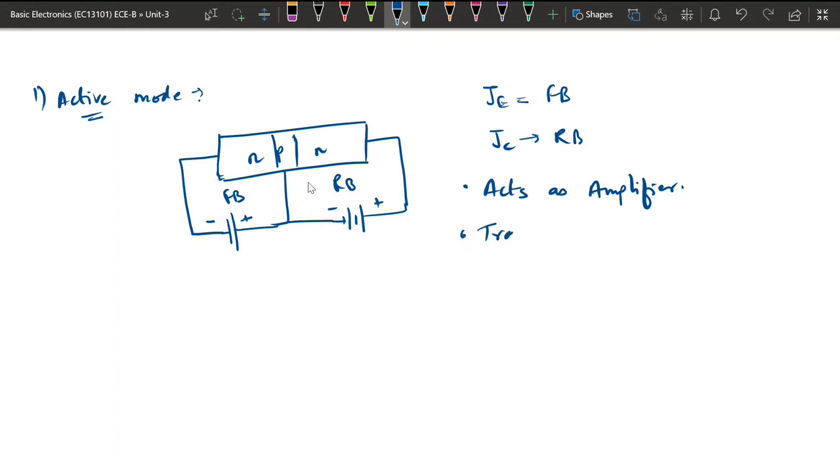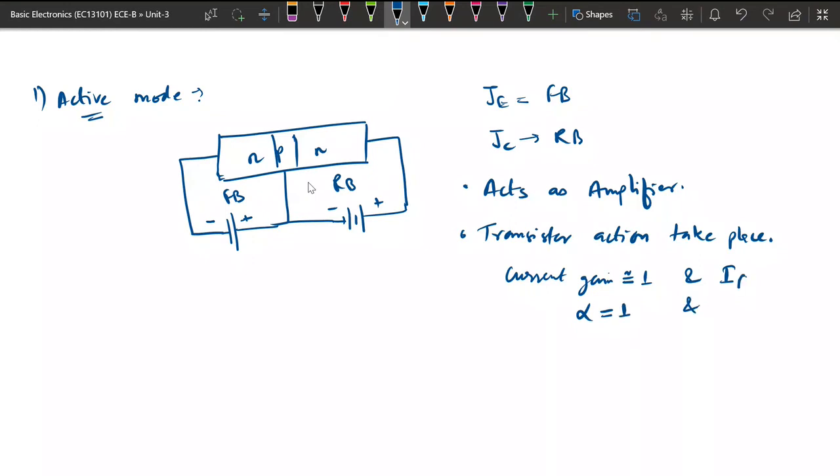So here transistor action takes place, we can call it. What does it mean? Here basically we will be having current gain. We can just write that current gain is 1, and this current gain is given by alpha, so alpha is 1, and your output current IC will be alpha times IE.